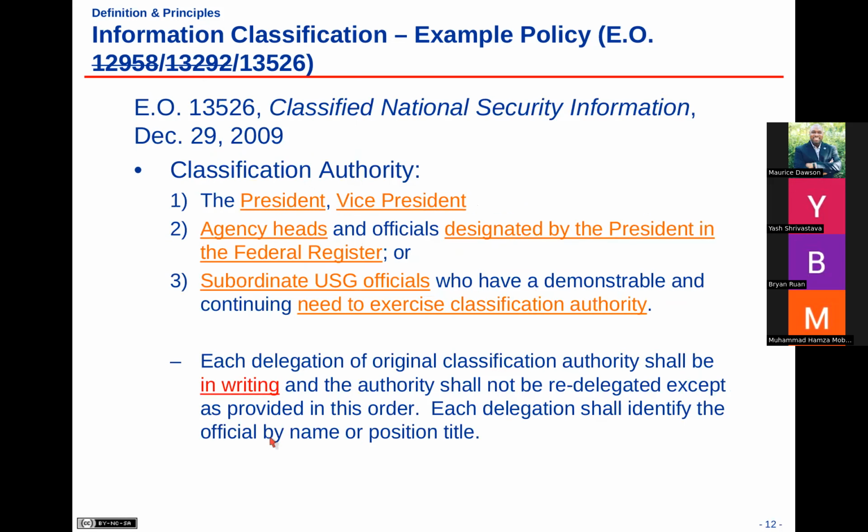All right. Here again is just showing the executive order, just breaking it out a little further. So it shows the classification authority: the president, vice president, agency heads, and those designated by the president in the Federal Register, and then subordinate U.S. government officials.